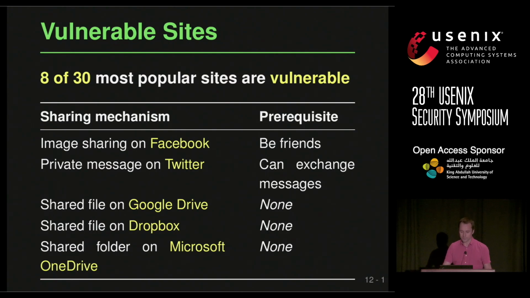Here's what we found. So we found that out of these 30 sites that we studied, at least 8 are vulnerable to this Leaky Images attack, which means at least 8 of those sites can be used to perform this attack. This table shows a subset of these 8. The full list is in the paper. So as you can see, for some of them, there's some prerequisite that needs to be fulfilled in order to perform the attack. So for example, on Facebook, you need to be a friend of the victim. But kind of surprisingly, on many of these sites, there's no prerequisite at all. So for Google Drive and Dropbox and Microsoft OneDrive, for example, you do not need to know anything except the email address or username of the person you want to track, and then you can just do it.